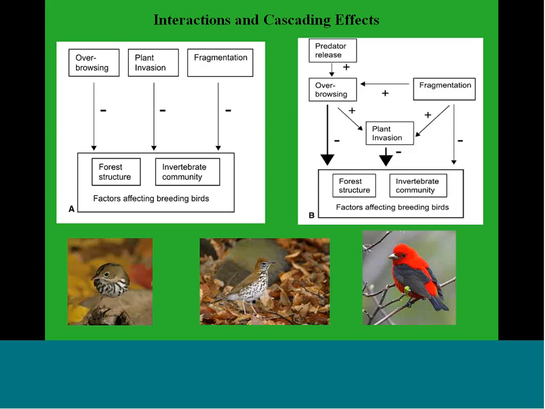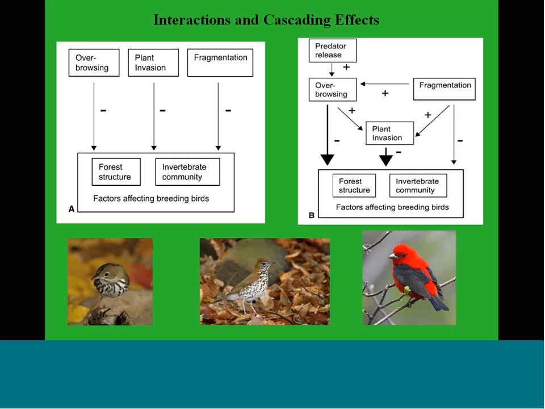Schematic A is just a direct interaction with the factors that affect breeding birds. We're going to look at the forest structure, which is how birds perceive their surroundings and where they place their nests. And then the invertebrate community, which are the prey items that these birds will eat and feed their young while they're breeding. In scenario A, overbrowsing, plant invasion, and fragmentation directly have a negative effect on these factors, which has been documented, and affect the populations of breeding birds.